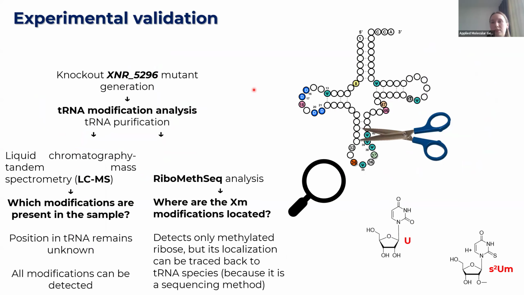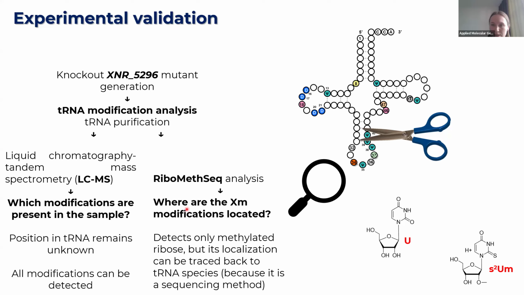Okay, and the gold standard for identifying gene function is generating a knockout strain, which is what we did. We were interested in tRNA modification analysis, so we isolated tRNA from Streptomyces albidoflavus strains and performed two types of analysis. The first one, LC-MS analysis, helps us answer the question: which modifications are present in the sample? During LC-MS analysis, we need to cut our tRNA into nucleosides and separate them by chemical properties, and information about the position of the modification will be completely lost.